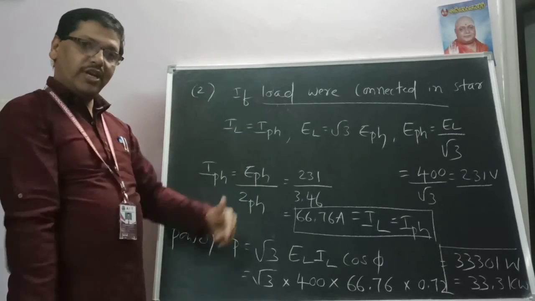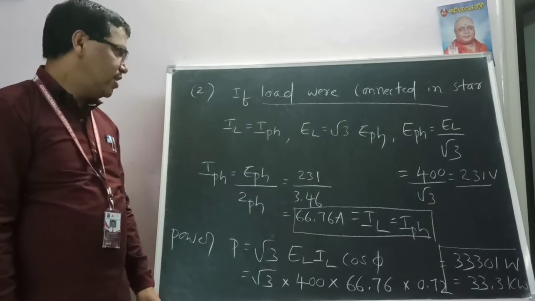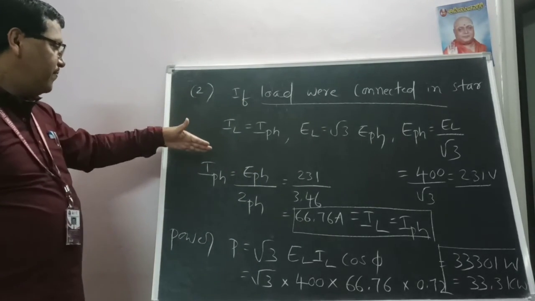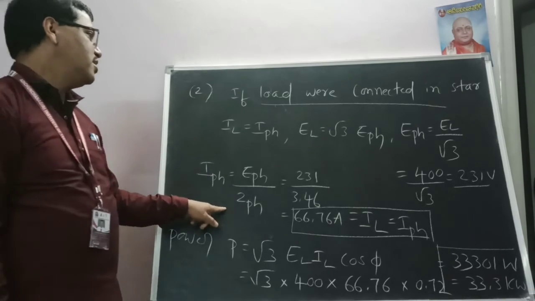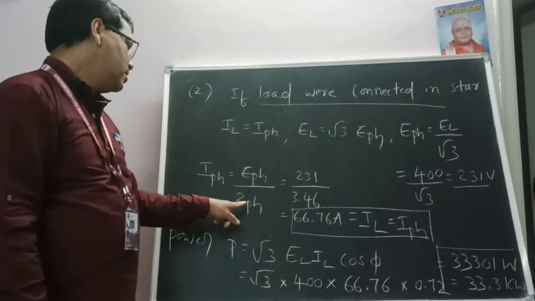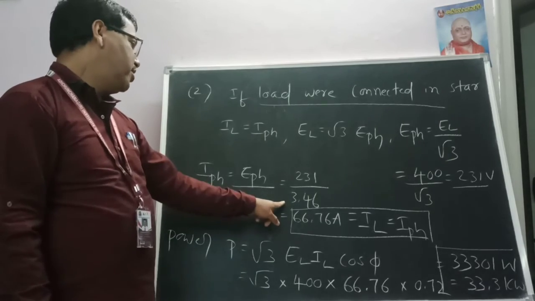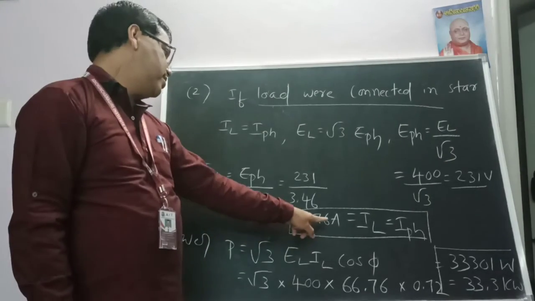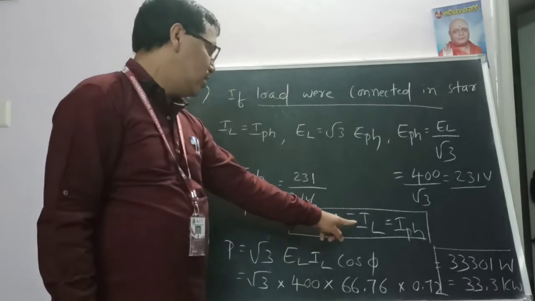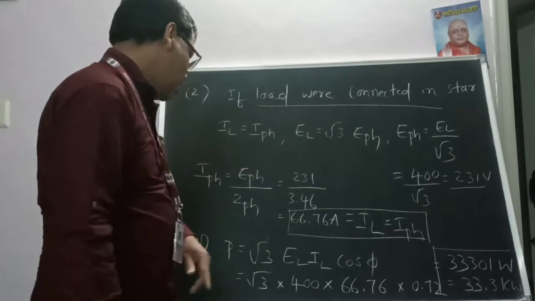Here I phase is equal to E phase by Z phase. E phase we already know is 231, and Z phase is 3.46, which we already know. So that answer is 66.76 amps. That is also called IL, or also called I phase.